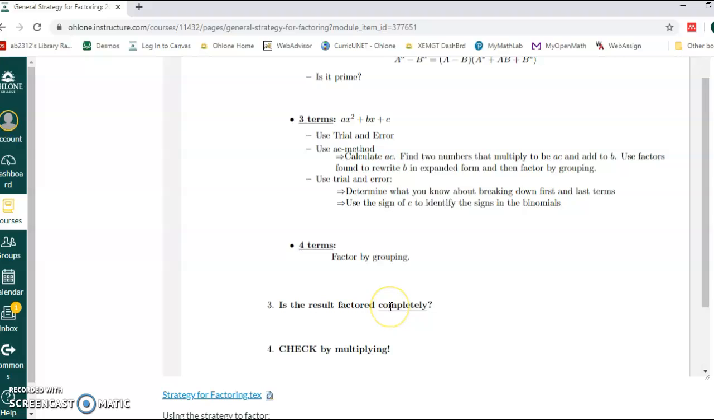Then ask yourself whether you've completely factored it. It's possible that you factored and created a difference of perfect squares that you would need to factor further, or that you missed a GCF from earlier in the process. And then go back and check your work.